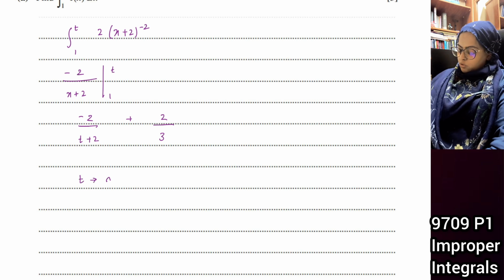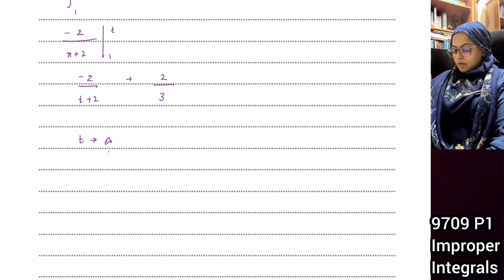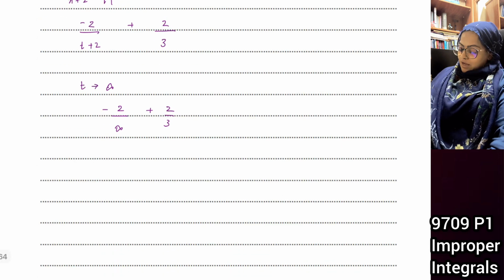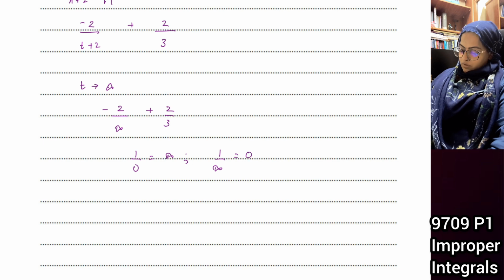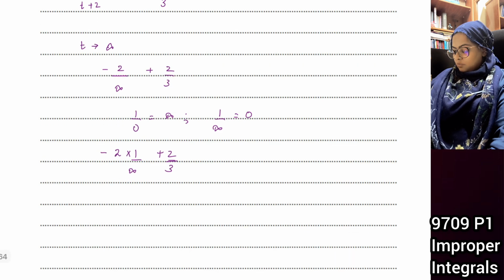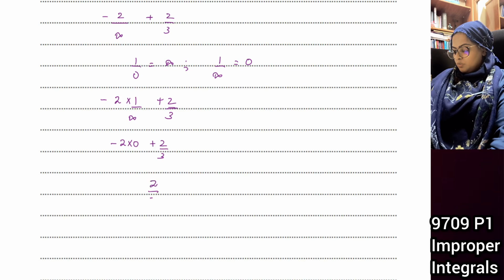We know that t approaches infinity. If anything is added to an infinitely large number, the addition is extremely insignificant and that number itself is effectively infinity. So in reality this looks like minus 2 upon infinity plus 2 upon 3. Anything multiplied with infinity becomes infinity. Anything divided by infinity does not become infinity, it becomes something else. As we know that 1 upon 0 is infinity, then 1 upon infinity is 0. So this is minus 2 into 1 upon infinity plus 2 upon 3. 1 upon infinity is 0, so this becomes 0, and the final answer is 2 upon 3.